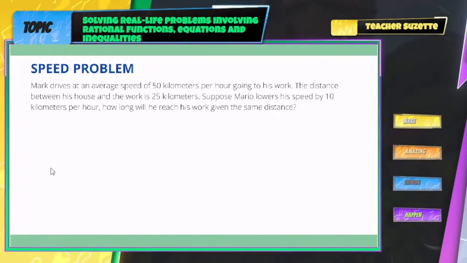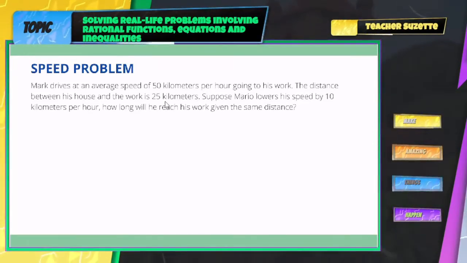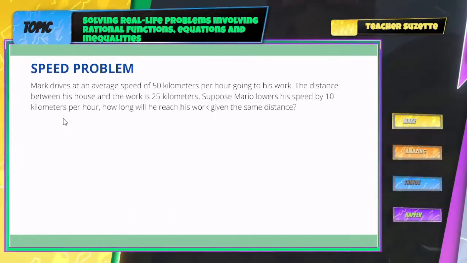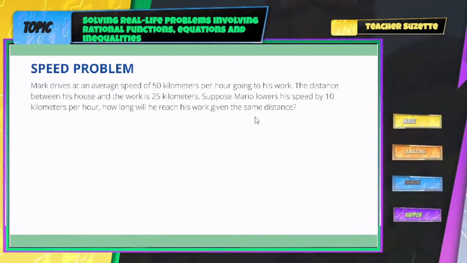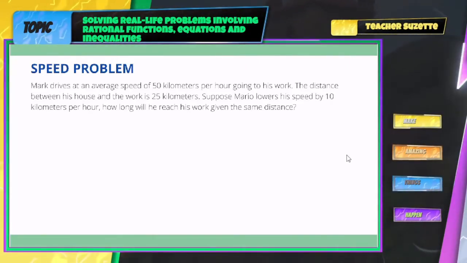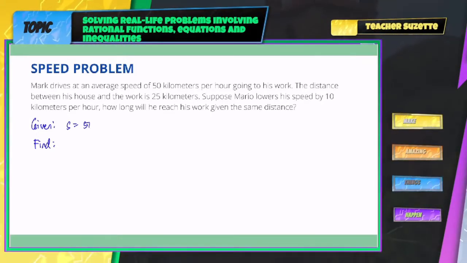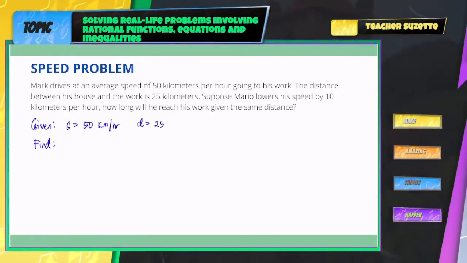Let's have our next problem. Given that Mark has an average speed of 50 kilometers per hour and the distance between his house and work is 25 kilometers. Suppose Mark lowers his speed by 10 km per hour. How long will he reach his work given the same distance? So, ganun pa rin po ang gagawin natin. We have to identify the known and unknown from our word problems. Our given is the speed, which is 50 km per hour, and our distance, which is equal to 25 kilometers.